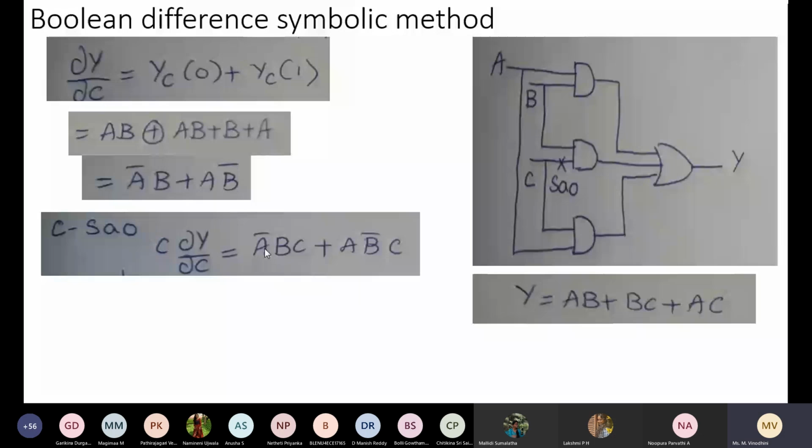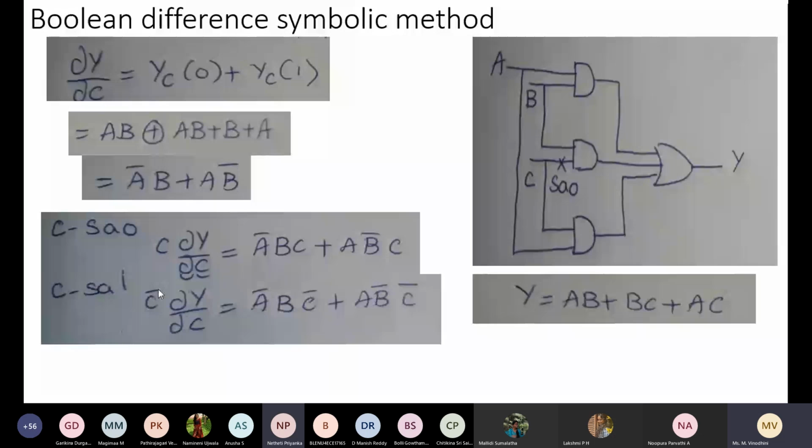What will be the test vector? 0, 1, 1 and 1, 0, 1. Yes, 0, 1, 1 and 1, 0, 1 is the test vector to test the fault stuck at 0 at C. And for stuck at 1 fault, I need to multiply with C bar. So what are the test vectors? 0, 1, 0 and 1, 0, 0. 0, 1, 0 and 1, 0, 0 are the test vectors.